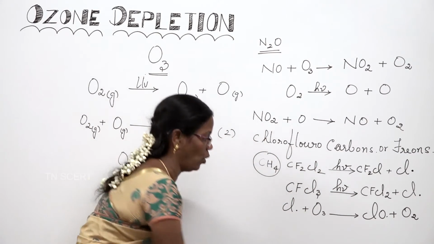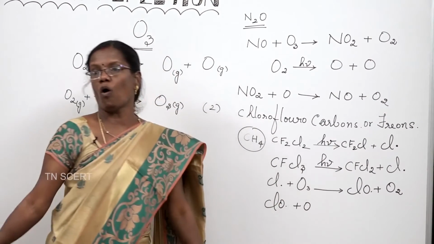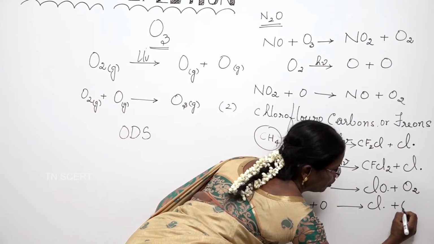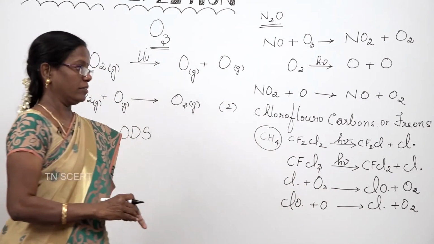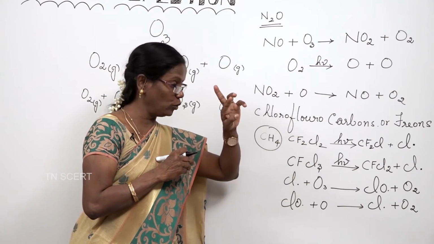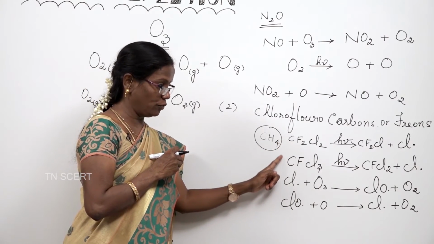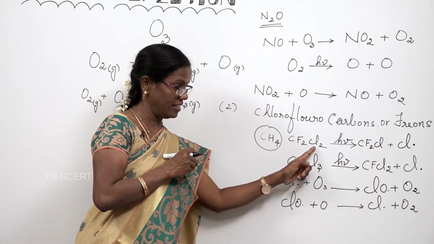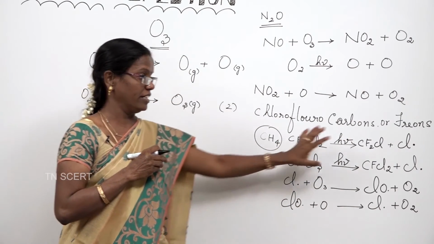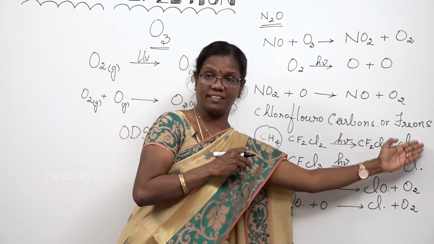See, this ClO reacts with atomic oxygen giving Cl free radical plus oxygen. Can you understand? There are two chlorofluorocarbons responsible for ozone depletion. Those two chlorofluorocarbons are these. This is dichlorodifluorocarbon and this one is trichlorofluorocarbon. In the presence of sunlight, UV light, the reaction takes place like this.